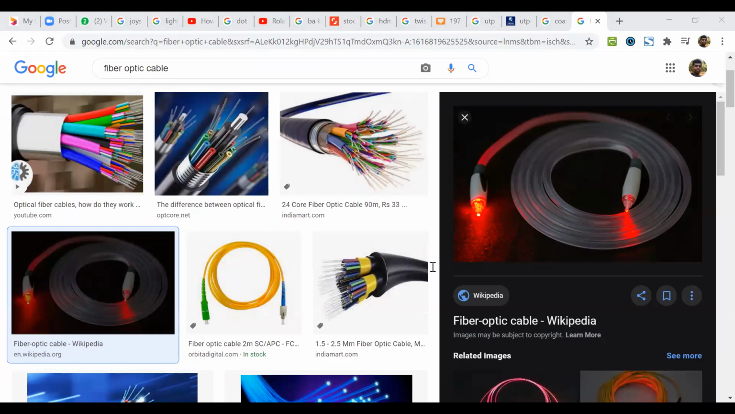Now the second type is unguided, or wireless, transmission media. I hope you are familiar with Wi-Fi and Bluetooth technologies. They use radio waves. For long distances, we use microwaves. And if you take keyboards and mice, we have infrared. So these are called wireless transmission media.